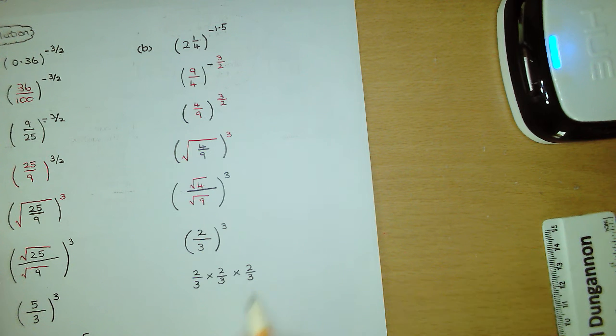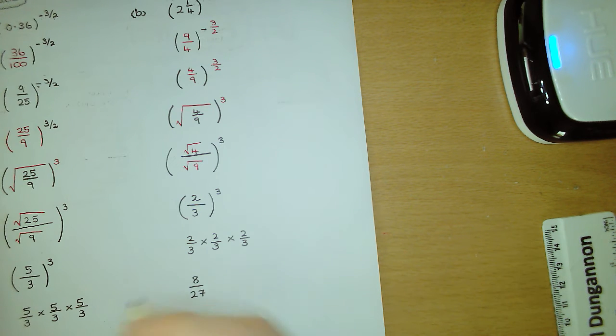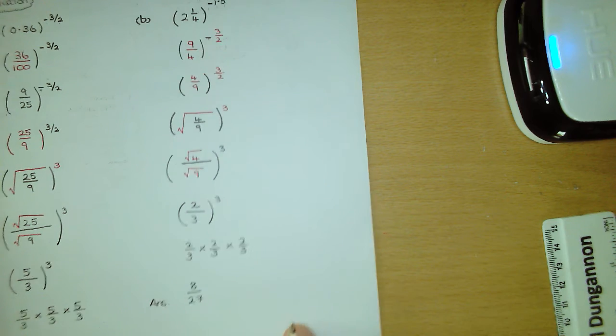So multiply all the top numbers. 2 2s are 4, 4 2s are 8. And then bottom numbers, 3 3s are 9, 9 3s are 27. And again, our answer is fully cancelled, and our answer is 8/27. That's what evaluate means. Give your answer as a numerical value with no visible power.